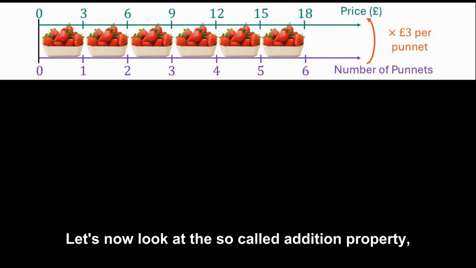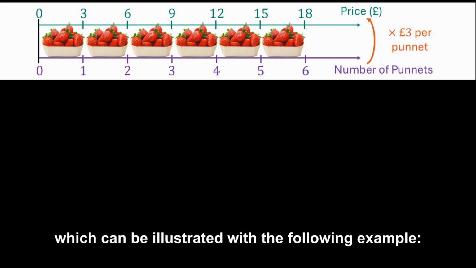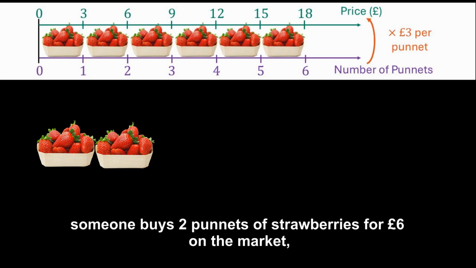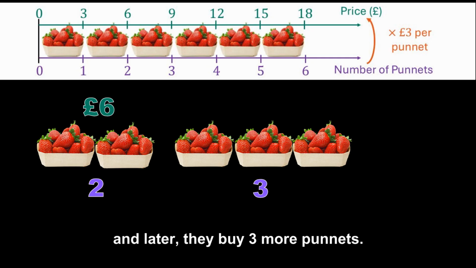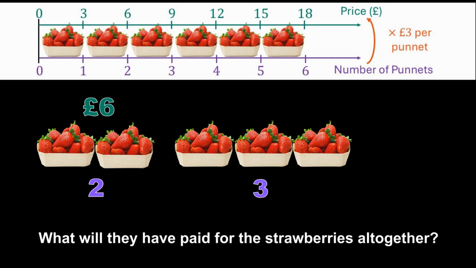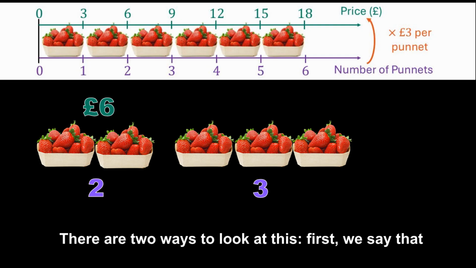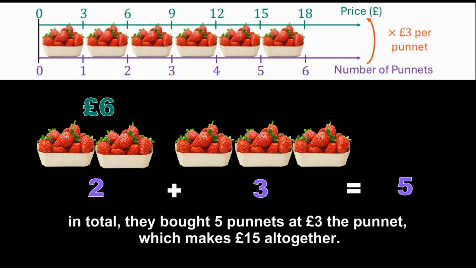Let's now look at the so-called addition property, which can be illustrated with the following example. Someone buys 2 punnets of strawberries for £6 on the market, and later they buy 3 more punnets. What will they have paid for the strawberries altogether? There are 2 ways to look at this. First, we say that in total they bought 5 punnets at £3 per punnet, which makes £15 altogether.